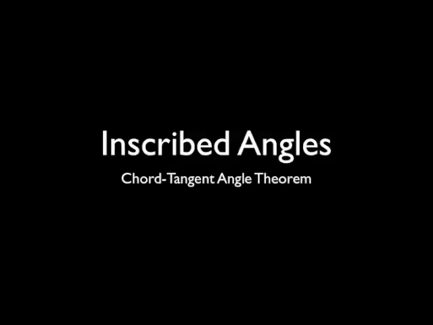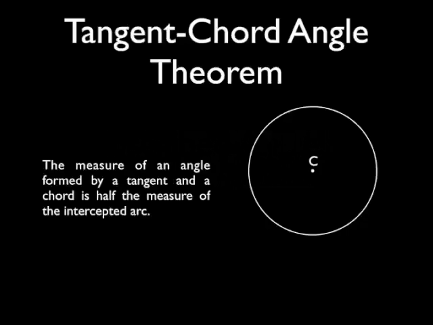Inscribed angles aren't the only angles that are half as important as central angles. What happens when a tangent intersects a chord at an endpoint? We get the tangent-chord angle theorem. The measure of an angle formed by a tangent and a chord is half the measure of the intercepted arc.